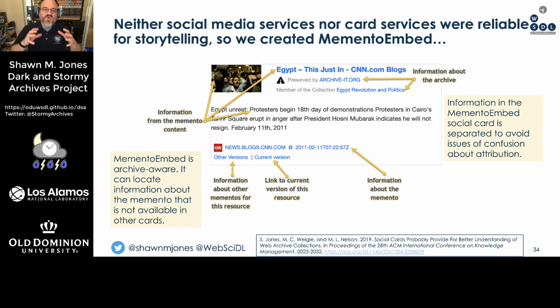And so, like other card services, we can pull in things like an image, we have text, we have description, we have titles, but we can also provide the date of capture. We can provide the collection, in the case of Archive-It collections, we can provide the collection that it belonged to, and we can provide links to other mementos for this resource, link to the current version of this resource if it still exists. And only an archive-aware service can do this.